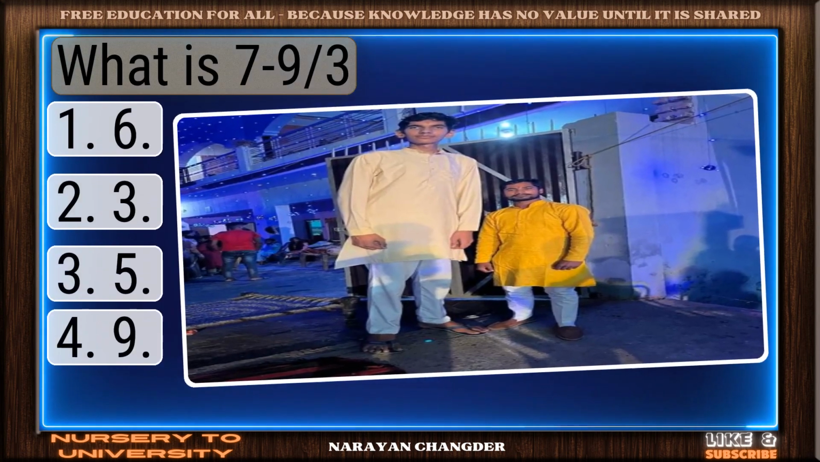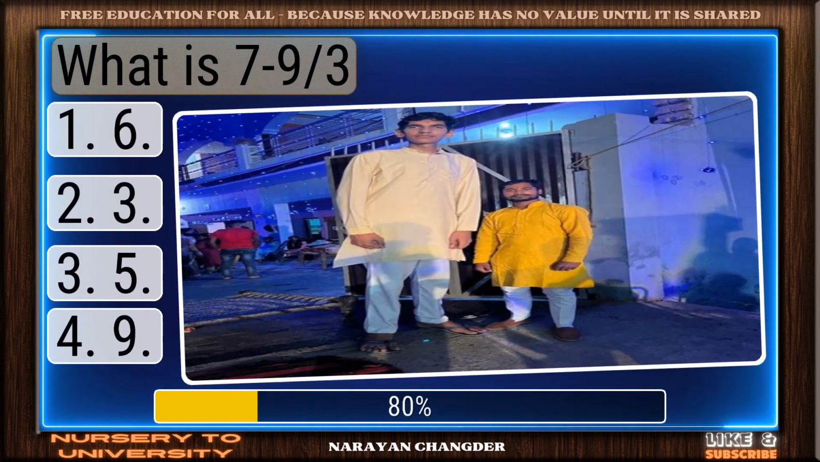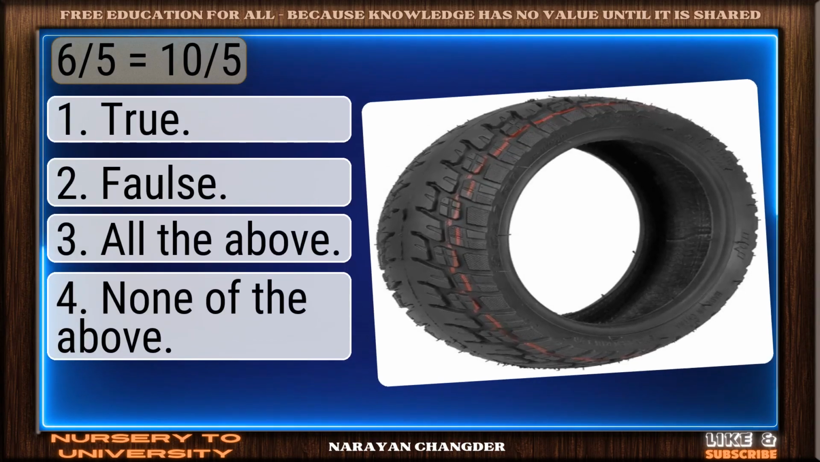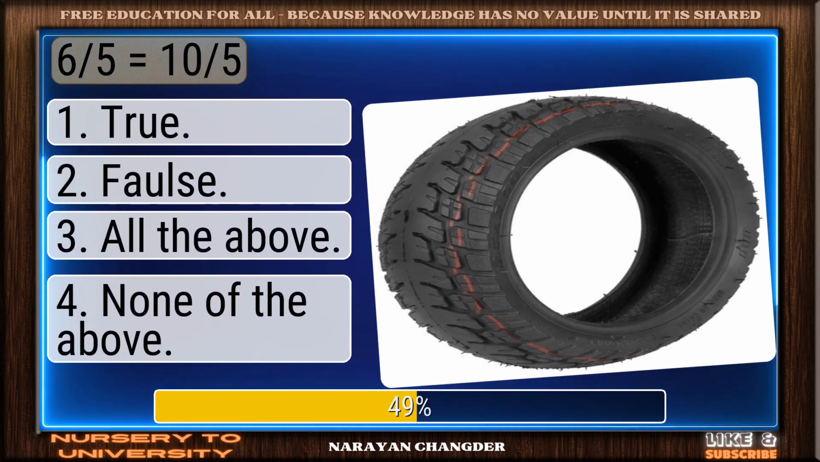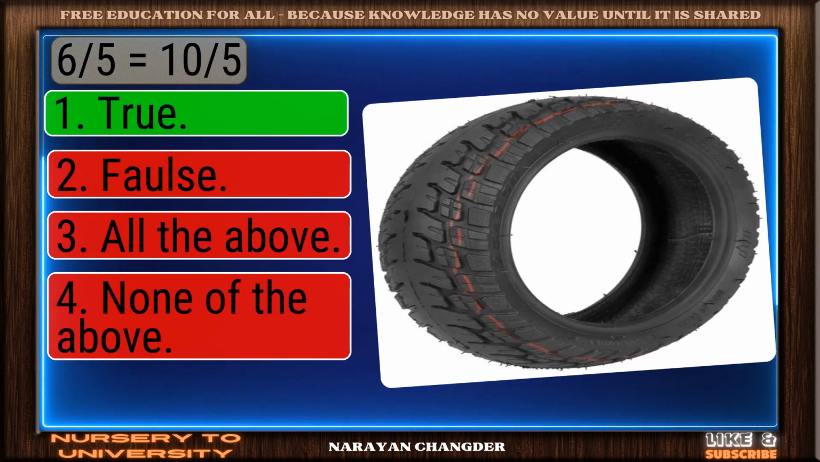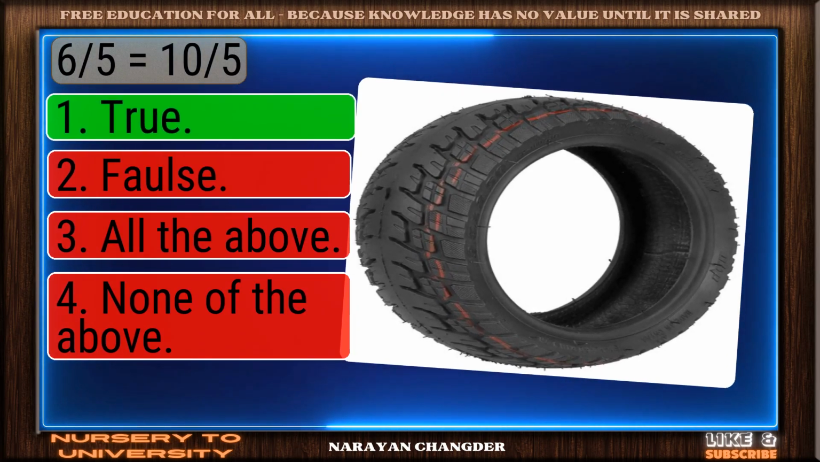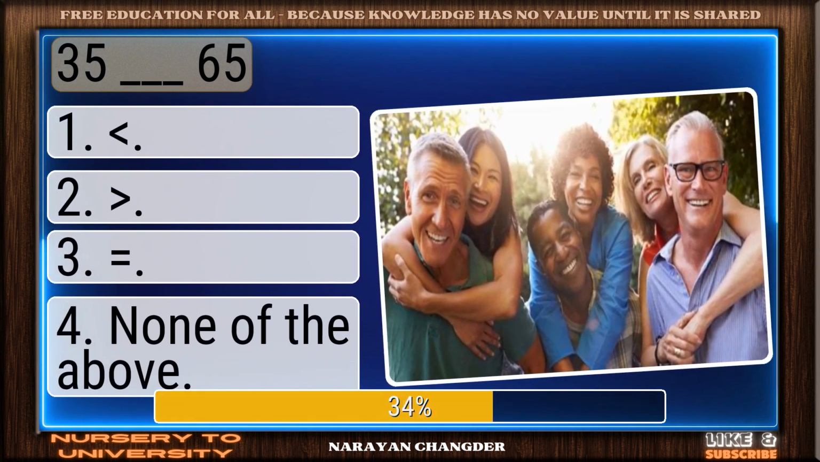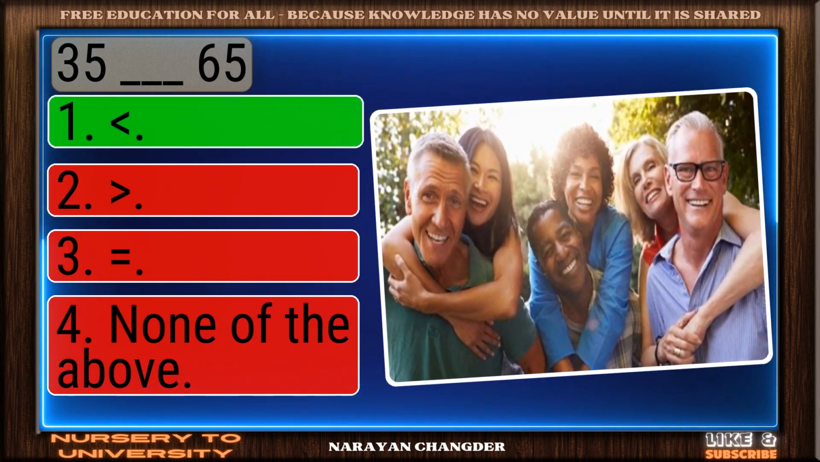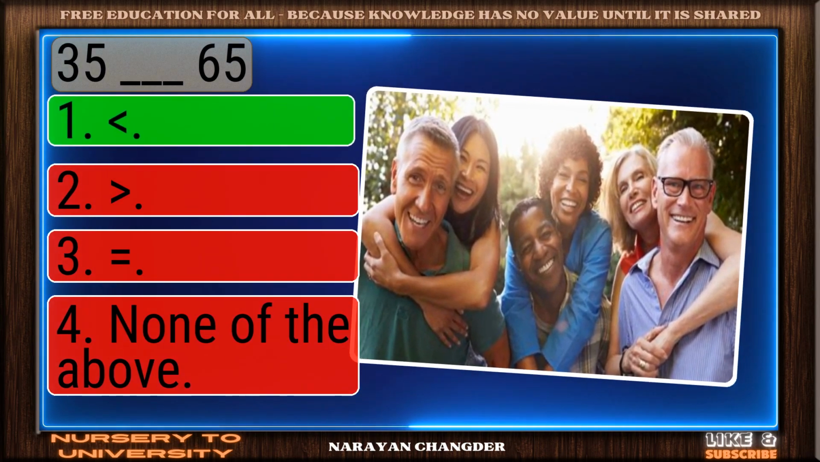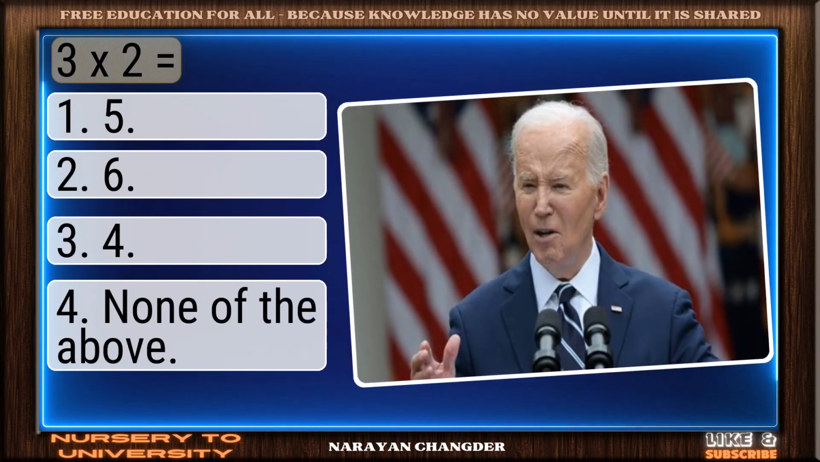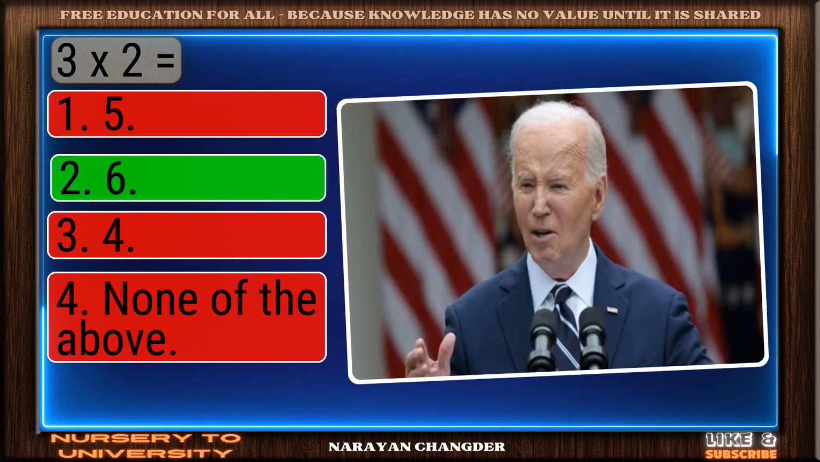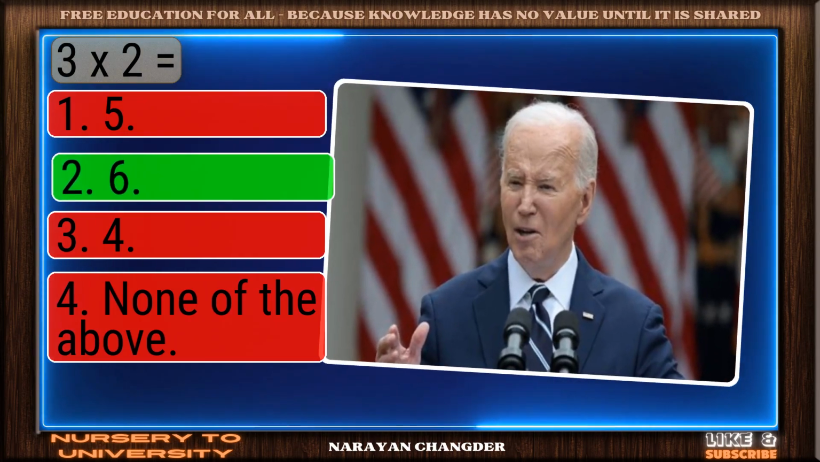Question number 291. What is 7, 9, but? Solid response. 5 is a valid choice. Question number 292. 6 5 equal. Clear logic. Your choice true is sound and 100% true. Question number 293. 3 5 6. Excellent, a brilliant choice. Question number 294. 3x2 equal to. Correct response. 6 is the most accurate answer.